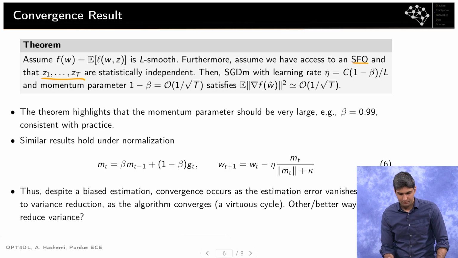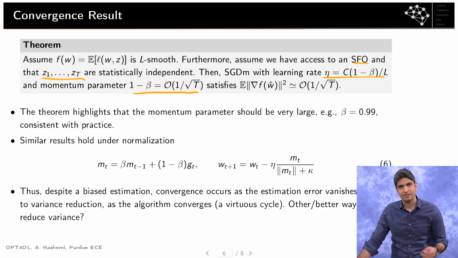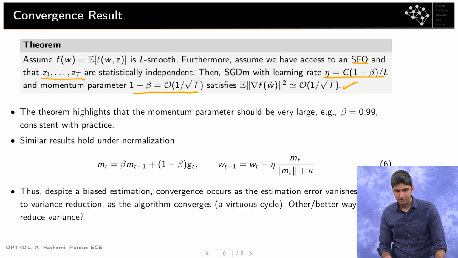SGD with momentum algorithm, where the learning rate is specified to be some constant times 1 minus beta, 1 minus the momentum parameter. When the momentum parameter satisfies this condition, again, this means that beta is very close to 1, such that 1 minus beta is a very small number. We can show the method converges to an approximate first-order stationary solution. With what rate? The rate which is 1 over square root of t.